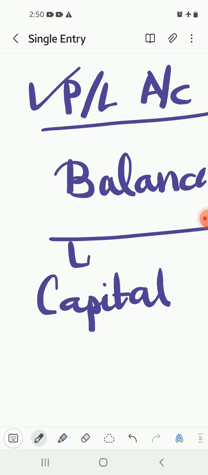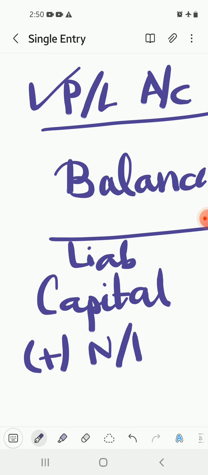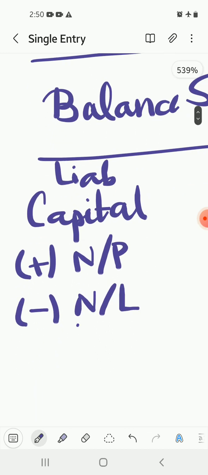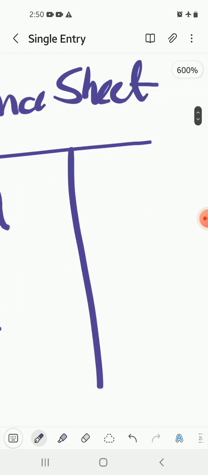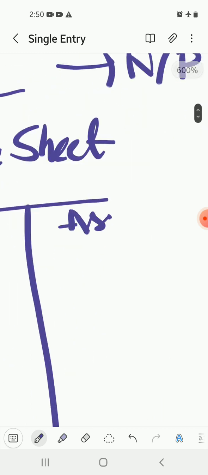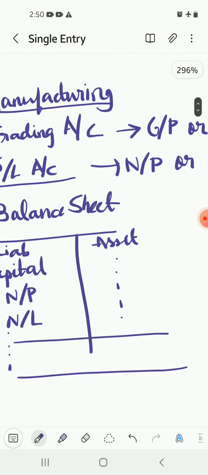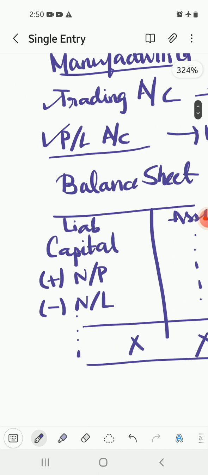Under the liability side, we write capital and then we add the net profit. If we have net loss, then we deduct the net loss. Then we list all other liabilities, and on the asset side, we list all the assets and then we match both of them and the figure is the same. So this is how the balance sheet is prepared. But in some cases, in case of single entry, we have to get this net profit without performing the trading account, PL account, and all of this.